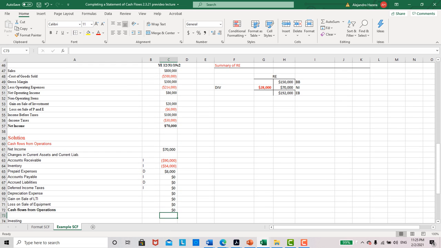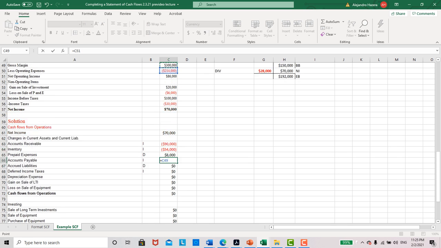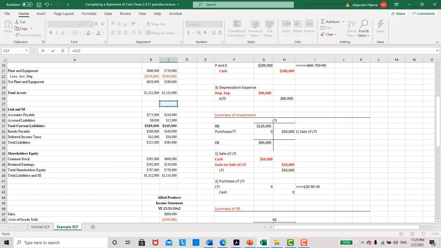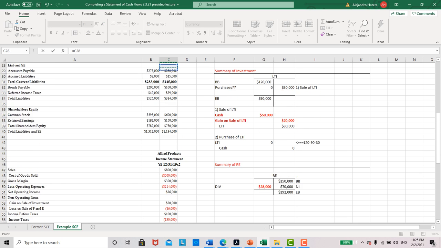Okay, so that gives you the change to current assets. Then go down to current liabilities. With current liabilities, their change is in the same direction. So we just have two current liabilities. One is accounts payable, and that went up, so we add it back. And then accrued liabilities apparently went down, so we're going to subtract that out.